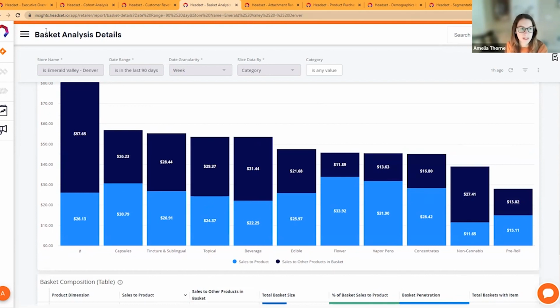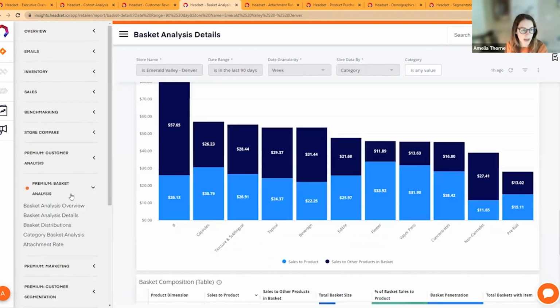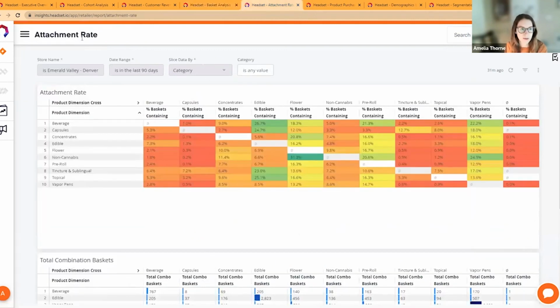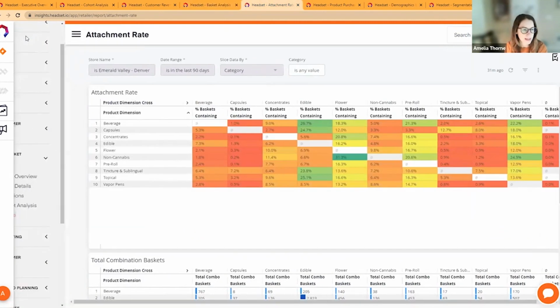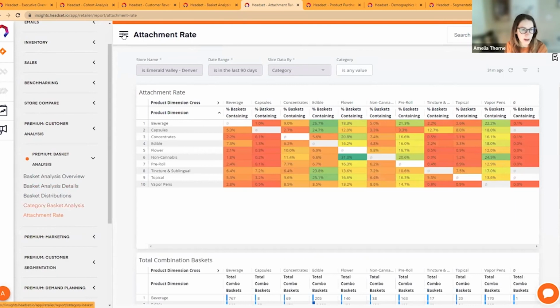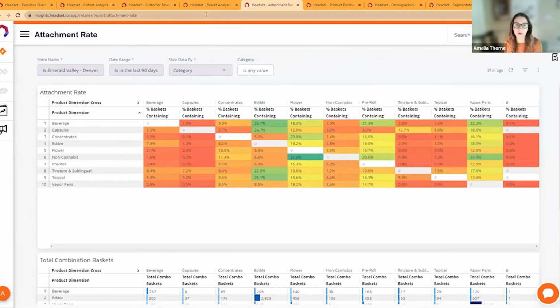Okay. To bring it all together, this basket analysis, I'm going to look at attachment rate here. So I'm going to click into attachment rate at the top. That's going to be at the very bottom of basket analysis. When I was talking about what are those other products that people are purchasing along with the driver products, we can look at that in attachment rate. So this is really helpful for when you're starting to understand, like, what are the bundle deals I can do?